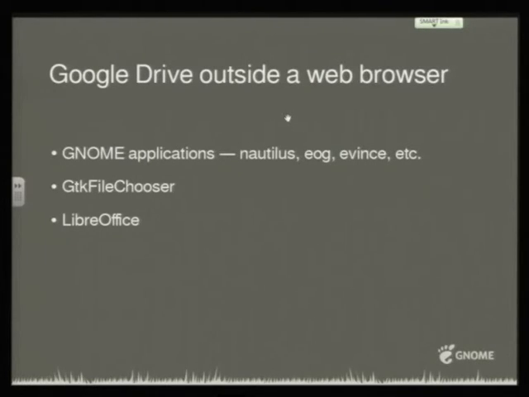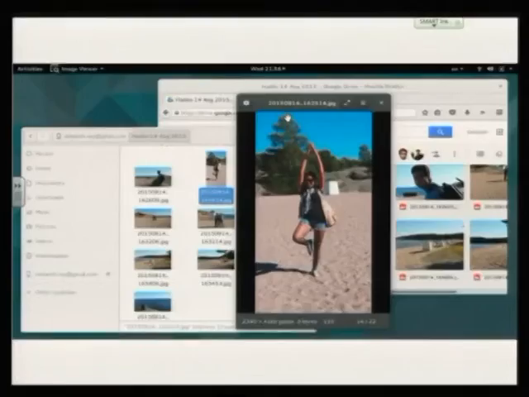LibreOffice also is supposed to work. As in it should be able to open a file, say an ODT or an OXML file on Google Drive, save to it, and so on. So this is a screenshot. It's my own Google Drive account, and you have Eye of GNOME. And you can kind of see that it's the same picture which is opened in the browser and also on the file manager. So Nautilus, Eye of GNOME, and the browser. So it kind of works.